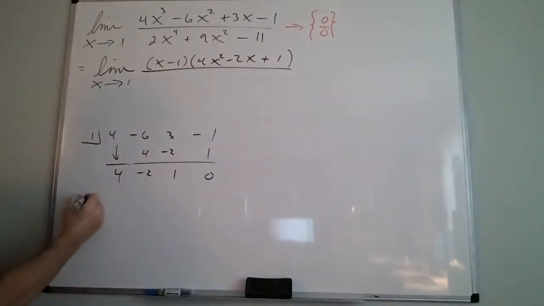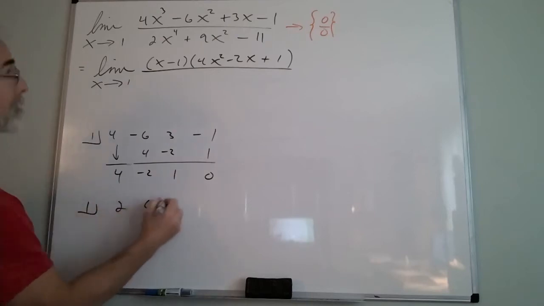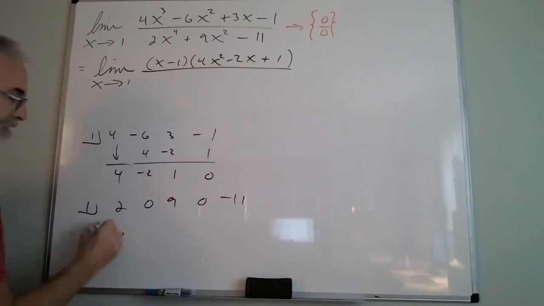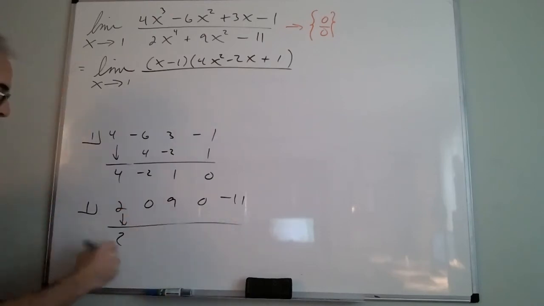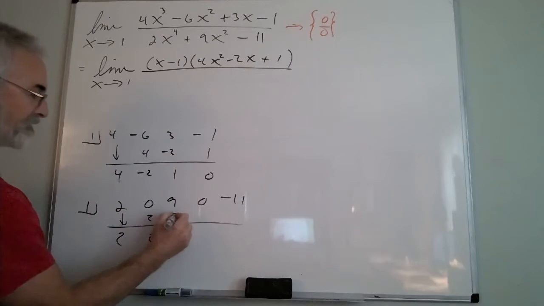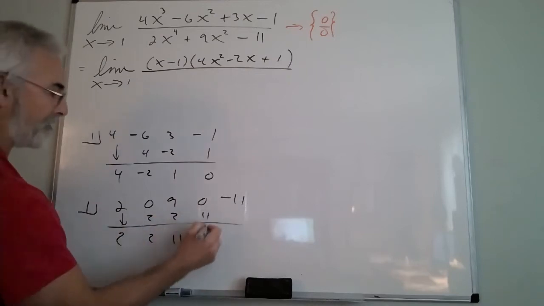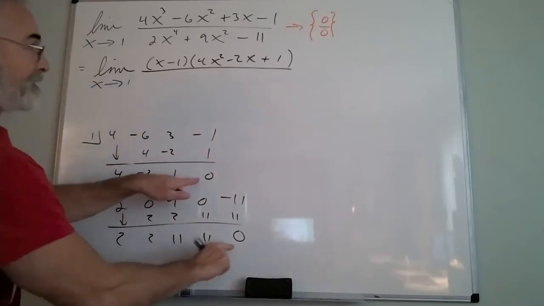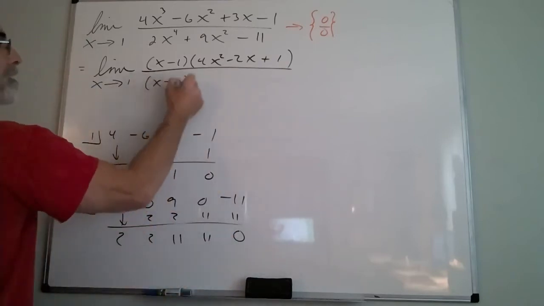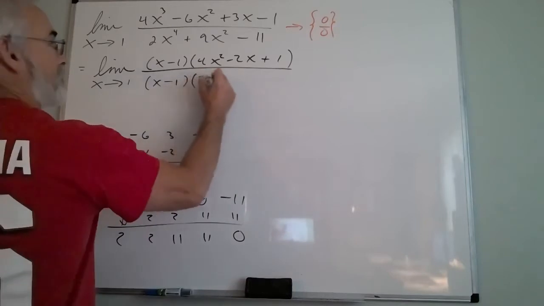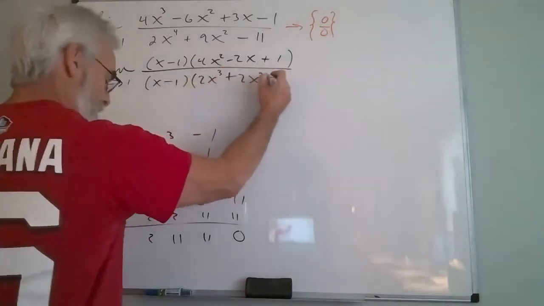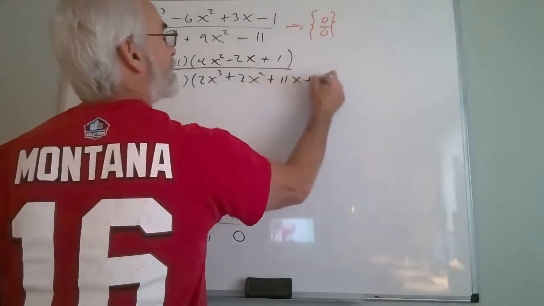Now let's factor the denominator. I put those in there. Don't forget the placeholders. So 1 times 2, 1 times 2, 1 times 11, 1 times 11, and 0 remainder says I did it right. And I have 2x cubed plus 2x squared plus 11x plus 11.